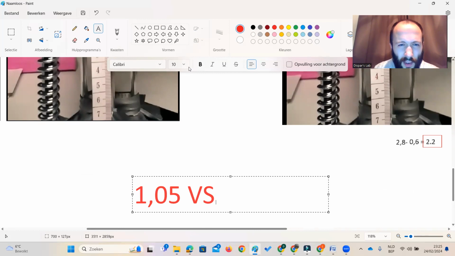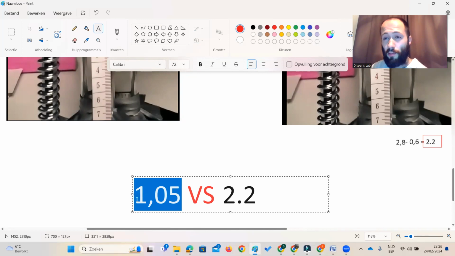Come on. What happened? Big numbers. Jesus Christ. 2.2. Yes. Now in red. So we have 1.05 versus 2.2. 2 times 1.05 is 2.1. So 2.1, but it's actually 2.2. So really close to twice the speed.